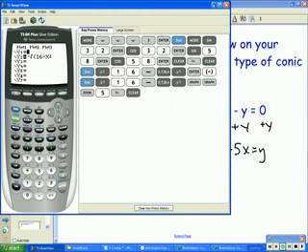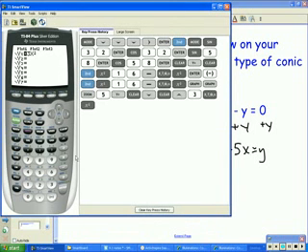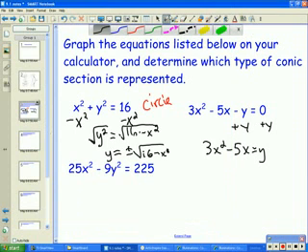So we can get rid of these. That was our circle equation. And it's 3x squared minus 5x, and that equals y, so we'll graph it. And that should be pretty familiar to most of us. That's a parabola, so we can go in and type parabola on here.